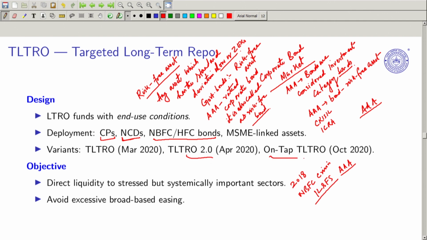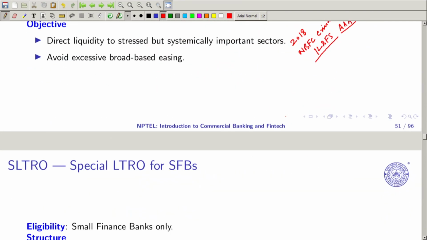Then on tap, which means that if it is for 3 years, then you can borrow 20,000 now. Then again after 1 year you can borrow. So on tap means that it is continuously flowing. So you can borrow whenever you want, but make sure that it goes to a justifiable activity. So this is how it goes on.